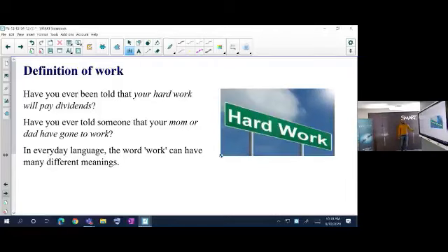In everyday language, the word work can have many different meanings. Earlier I talked about it, it's not new to us. Work is everywhere. But what I like in physical science is that whatever you do is work. When you are working, it's work. When you are pointing, moving around, it's also work.